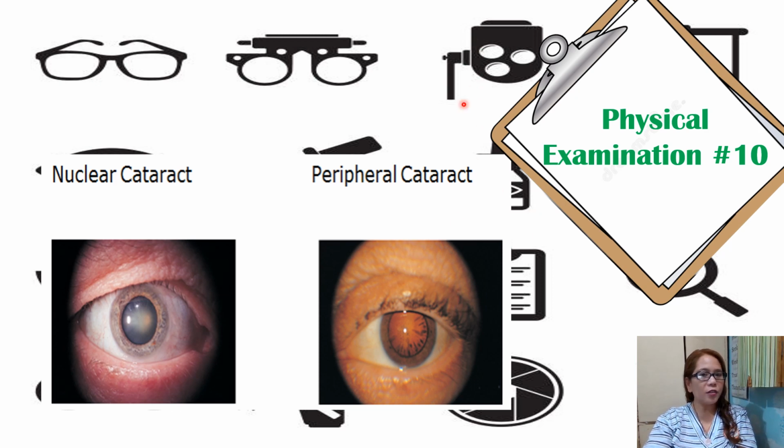Okay, so another type of cataract here is the peripheral cataract, wherein the cloudiness of the lens is usually located at or near the outer edges of the lens. Nandyan sa outer edges of the lens yung cloudiness. The common symptom is glare from light sources, such as yung mga headlights, nakakasilaw or hindi nakikita. So, merong peripheral cataract from the word periphery. So, nasa sides.